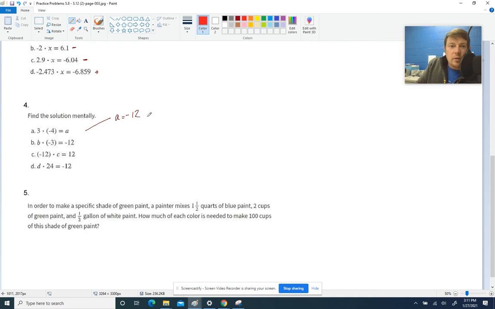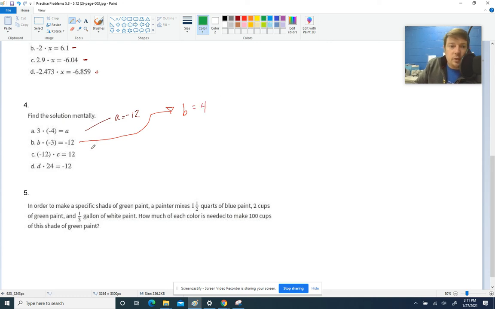The next one we'll do right here. B times negative 3 equals negative 12. We're doing these in our head. So what number can I multiply by 3 to get 12? I know that's 4, right? And for it to come out negative, it has to be positive here, because a negative times a negative would make that positive. So we want b to be a positive 4.